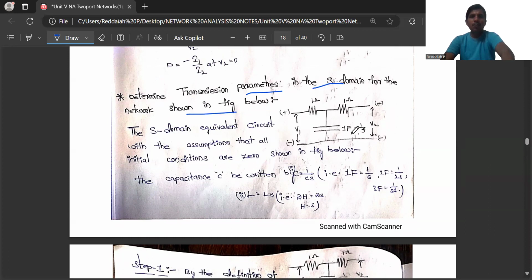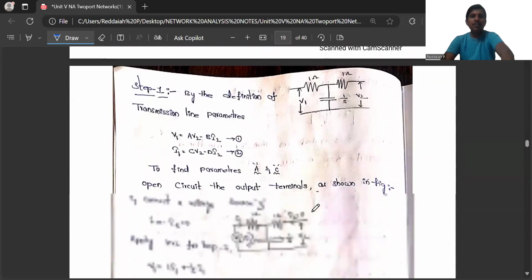1 ohm, 1 ohm, and 1 farad is there, that we have to replace with 1 by S. If an inductor is there, that is S, 1S or 2S, like that. In the S domain equivalent circuit, the capacitance C will be written as 1 by Cs, that is 1 farad is 1 by S, 2 farad is 2 by S.